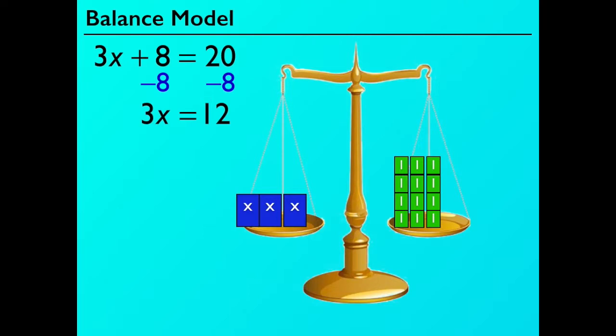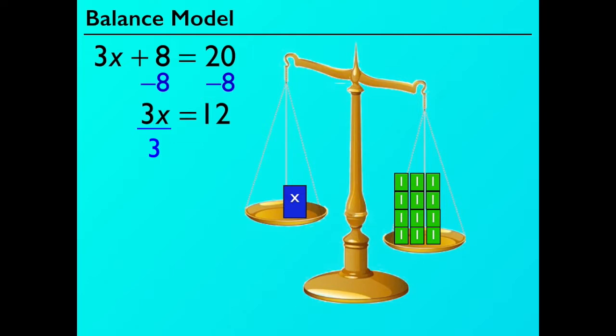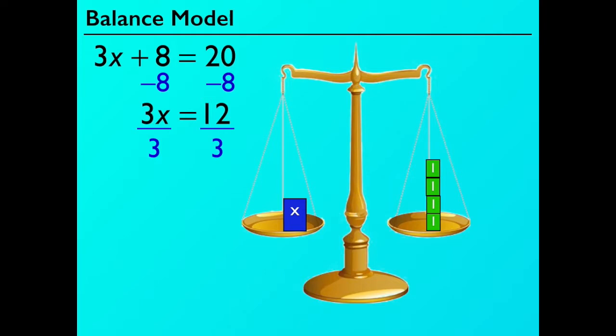Now, we want to get down to 1 x block on the left side and however many 1 blocks on the right side. So let's take the 3x blocks and divide them by 3. That's going to tip our scale back to the right. But if we do the same thing on the right side, it tips our scale back to even. So now what we're left with is x is equal to 4 1 blocks. And our answer is x is equal to 4.